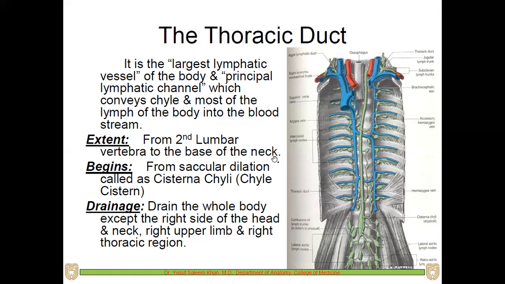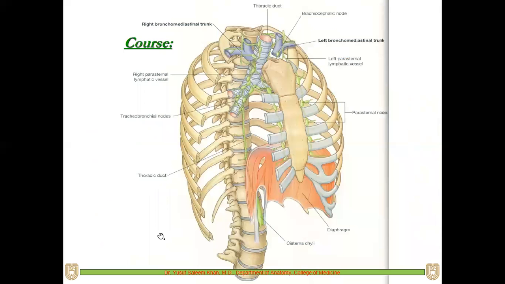It extends from the second lumbar vertebra to the base of the neck. As we saw, it begins from the cisterna chyli. From the saccular dilatation called the cisterna chyli, it extends all the way through the thorax in the posterior thoracic wall. Initially it will be on the right side, then goes toward the left side, and then opens at the junction between the internal jugular and the left subclavian vein. Okay. It drains the whole body except the right side of the head and neck, the right upper limb, as well as the right thoracic region.